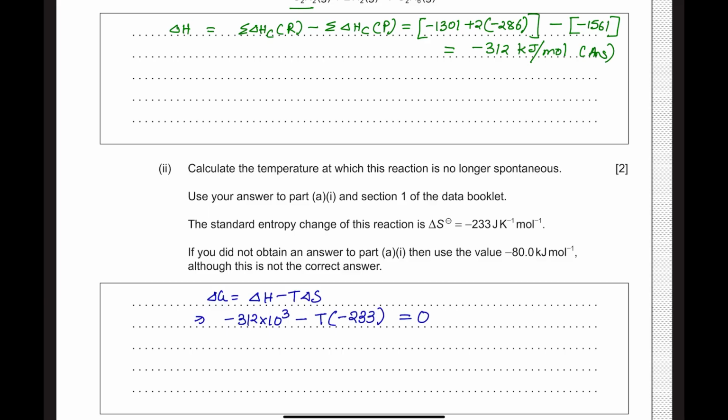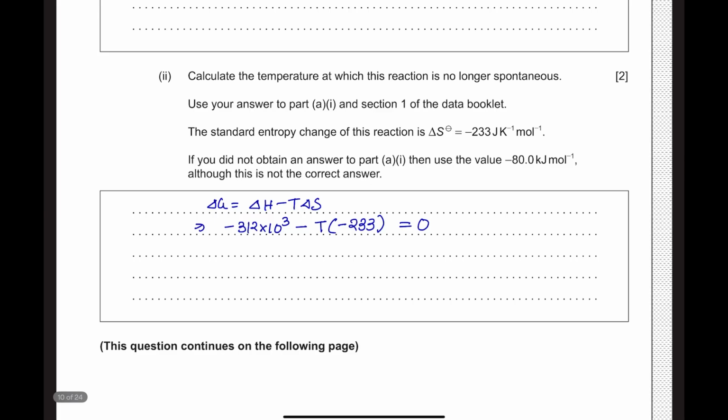So 233T would be 312 times 10 cubed. From here, temperature will be 1339.05, which you can round to 1340 kelvins, right? And that's your answer. So any temperature above 1340 would make your reaction non-spontaneous.